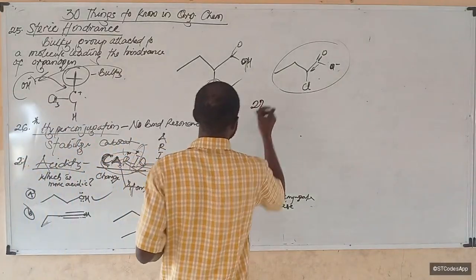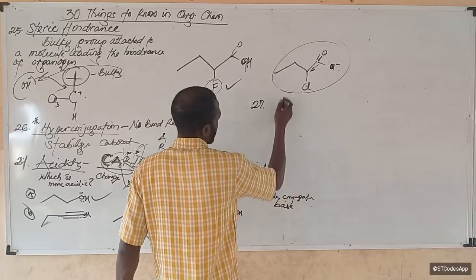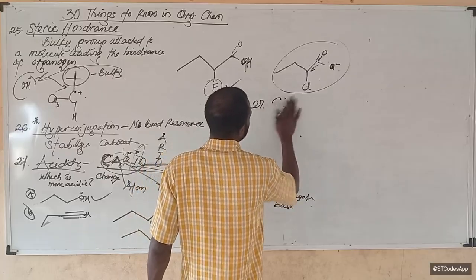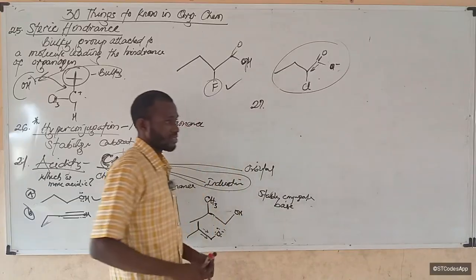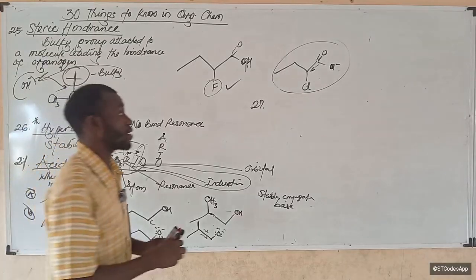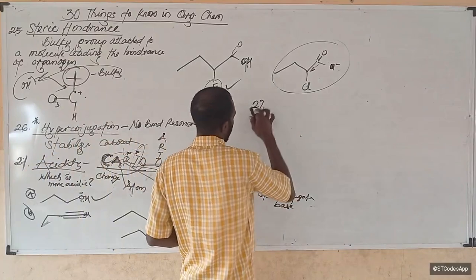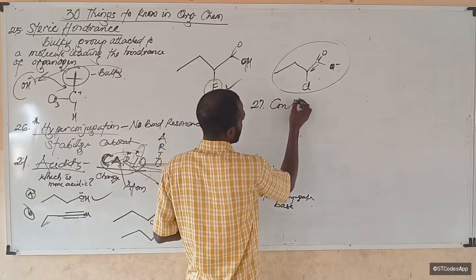Now let's talk about 27. Let's talk about some reactions. No, before we talk about some reactions, let's talk about chirality. Before we talk about chirality, I've left that class, that's why I can't remember now. Which other term confuses students? Conformational analysis.